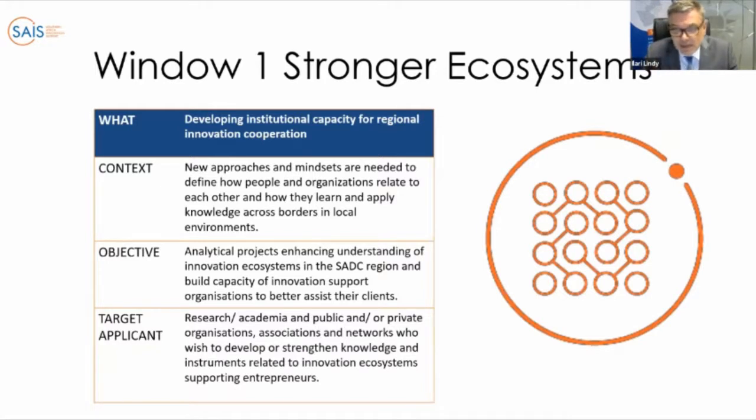Now going into more detail, perhaps, on the stronger ecosystems in window 1. Here, maybe it's worthwhile to think, when you are looking at your own ecosystem, what does it look like? How does it work? Are there components, elements, or activities which are missing? Is there something that, for example, an ecosystem in another country is already implementing successfully that could be transferred to your ecosystem, which is missing it? So the objective here is to support analytical projects that really enhance understanding of the ecosystems in the SADC region and how they operate, and build the capacity of innovation support organizations to better assist their clients. In this kind of project, one can consider that it's a capacity that is built to assist not only the entrepreneurs, but also maybe to advise your policymakers on what works and what doesn't, and really make a proof of concept if you have an assumption.